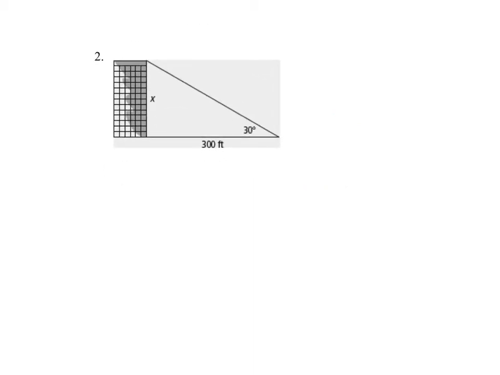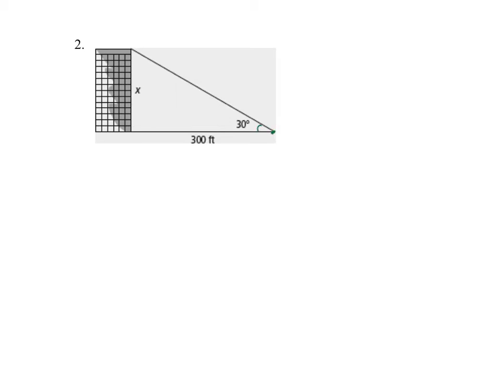So the next one, I have a building. And from this point, there's an angle of elevation of 30 degrees. So I have the adjacent side and the opposite side. So that means that I'm working with tangent. So tangent of 30 equals x over 300, right? I multiply times 300 on both sides, 300 times tangent of 30. So that means that x equals 173.2 feet.